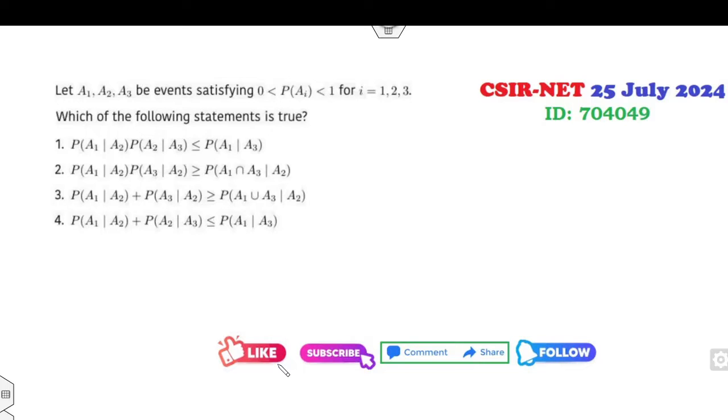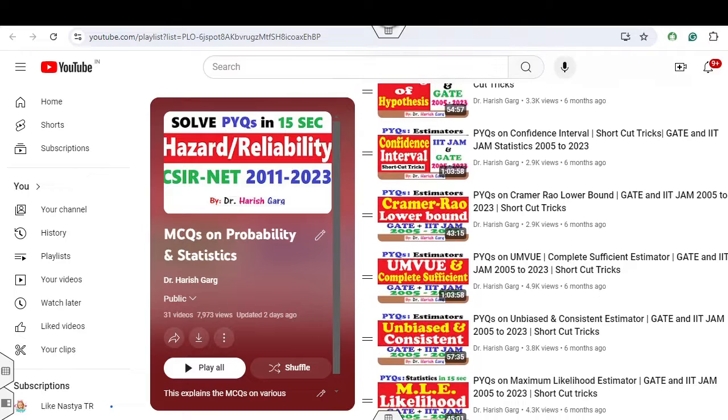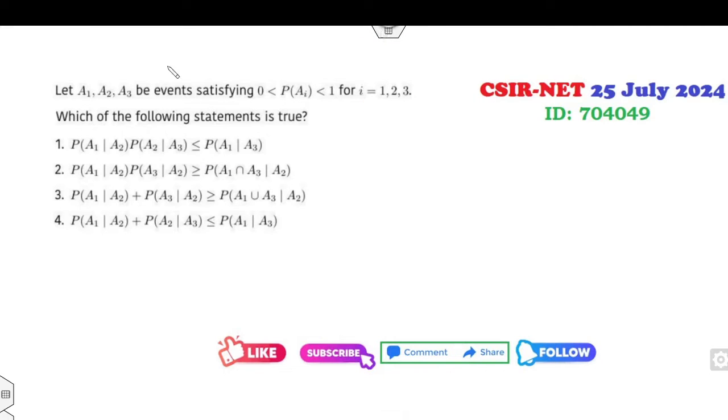As I mention in each of these videos, whenever you are watching a PYQ of probability and statistics, I always say read the statement very carefully. For example, here, what kind of events are there? Whether they are independent or dependent is not given to you. So it's your choice whether you want to take them as independent or not. Again, this is one of the easiest questions.